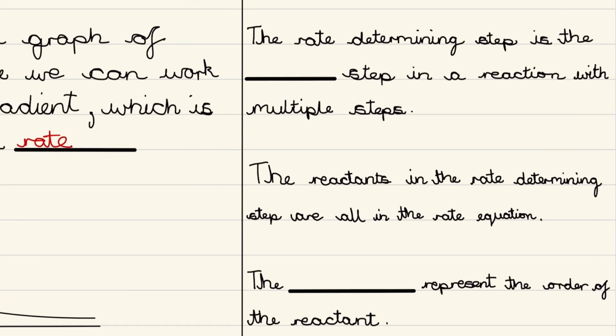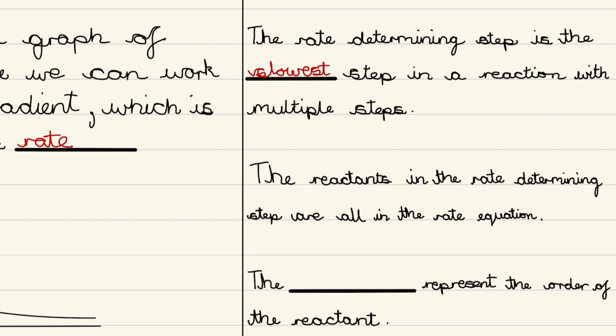The rate determining step is the slowest step in a reaction. The reactants in the rate determining step are all in the rate equation. The coefficients represent the order of the reactant.